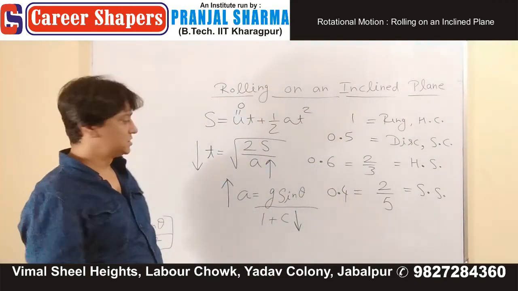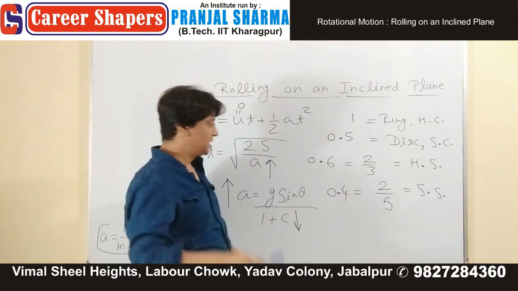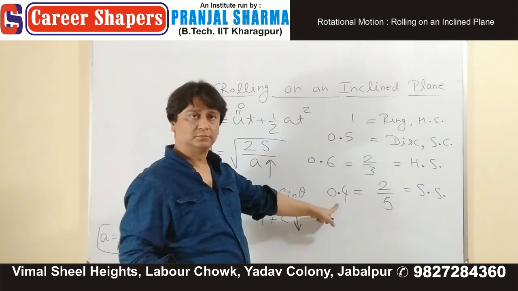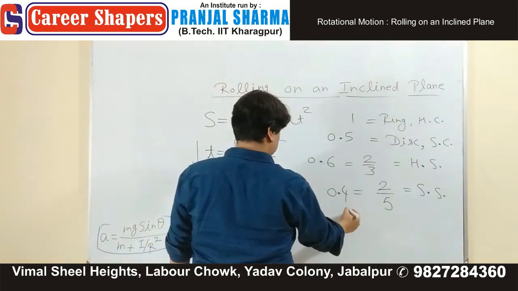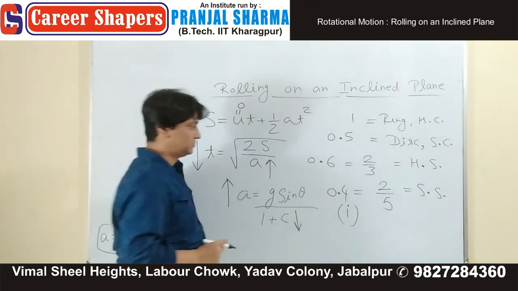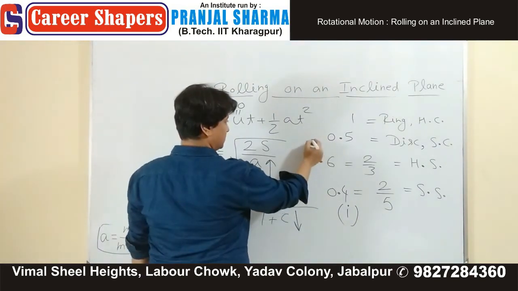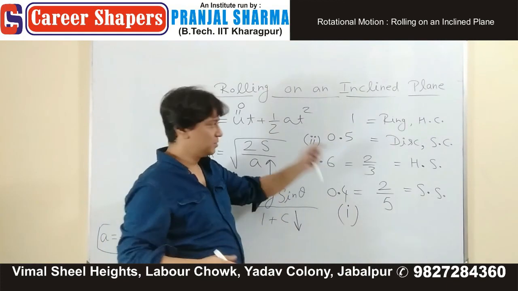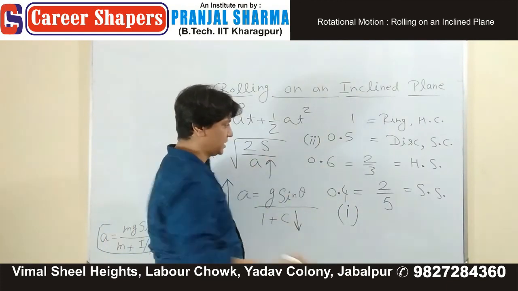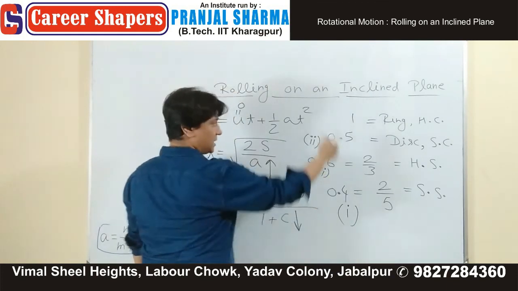So the question is, which one reaches first? सबसे कम c किसका है? 0.4. This is the first one to arrive. First. Then what? 0.5. Second. Time wise मैं position बना दे रहा हूँ. This is first, this is second. Third is this. And last is this.